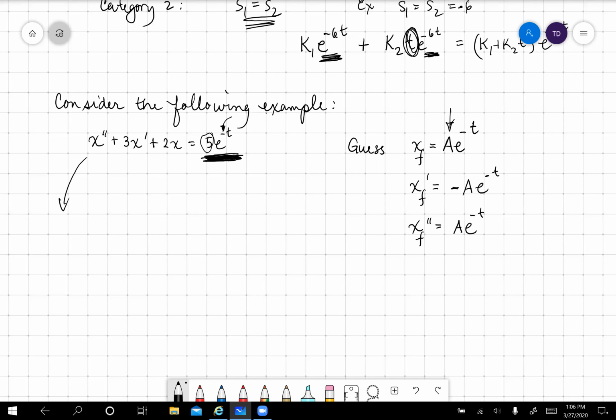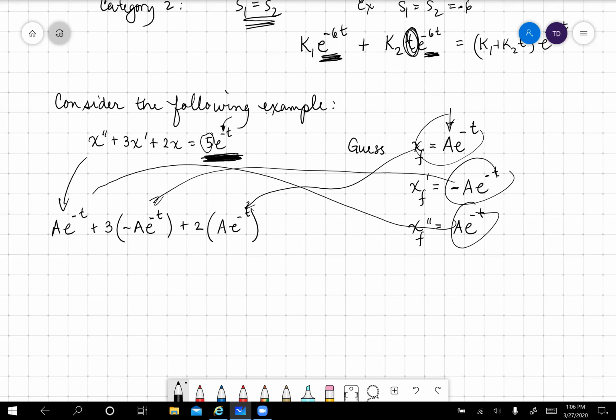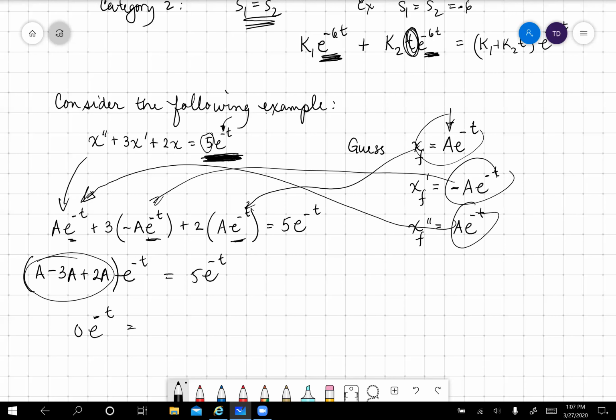So here we go. x double prime, A e to the minus t, plus 3x prime, minus A e to the minus t, plus 2 times x, A e to the minus t. This one, that's that one. This one, that's that one. This one, that's that one. And all of that should be equal to 5 e to the minus t. So we say, oh, e to the minus t, e to the minus t, e to the minus t. Let's factor it out. There's my e to the minus t, and let's see what we have. We have A minus 3A plus 2A. Look at this: 0 e to the minus t is equal to 5 e to the minus t.